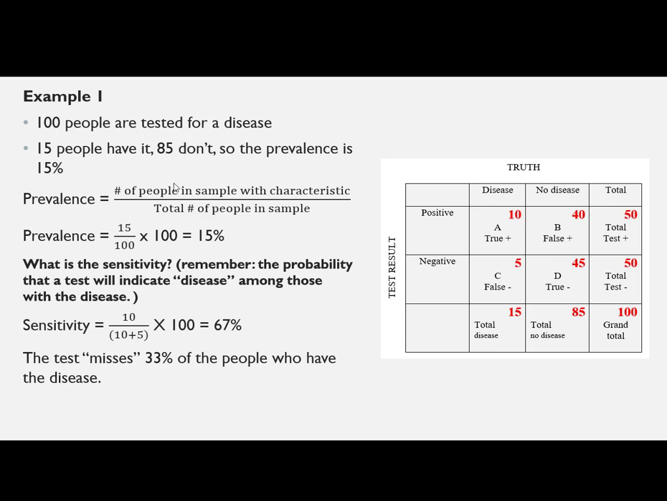15 people have it, 85 don't. So here we are. 15 people, regardless of how they test, have the disease and 85 do not. So the prevalence is this cell divided by this cell. 15 divided by 100 is 15%.